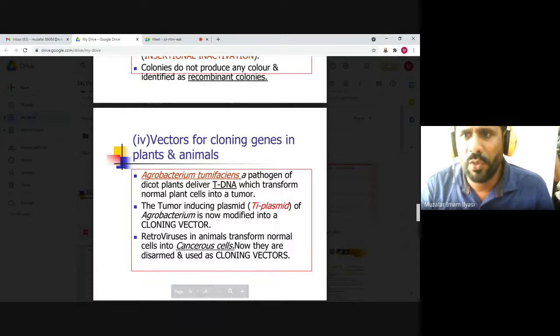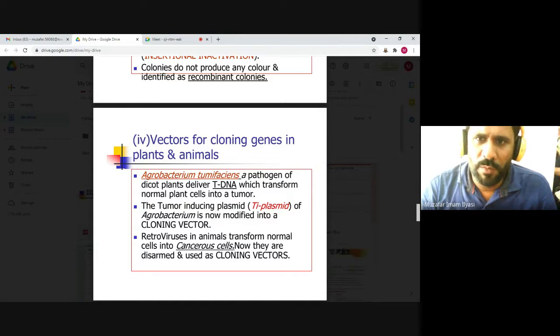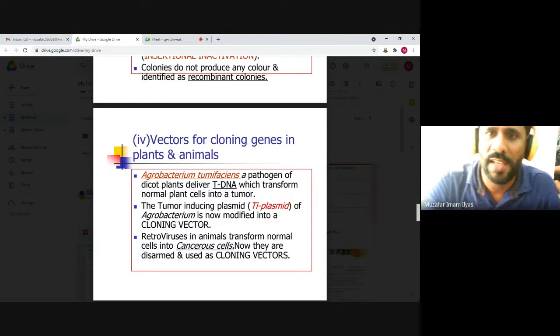Vectors for cloning genes in plants and animals. Agrobacterium tumefaciens, a pathogen of dicot plants, delivers T-DNA, which transforms normal plant cells into a tumor. The tumor-inducing plasmid, Ti plasmid, of Agrobacterium is now modified into a cloning vector. Retroviruses in animals transform normal cells into cancerous cells. Now they are disarmed and used as cloning vectors.